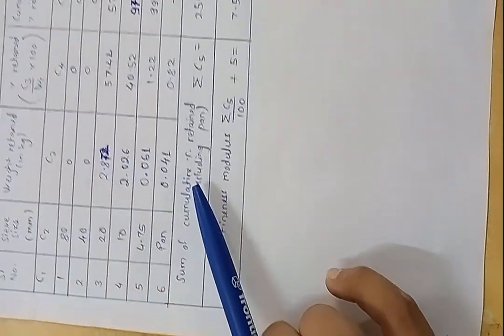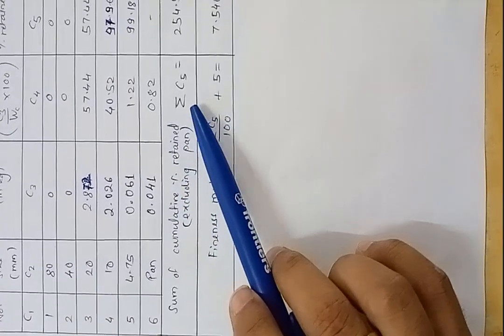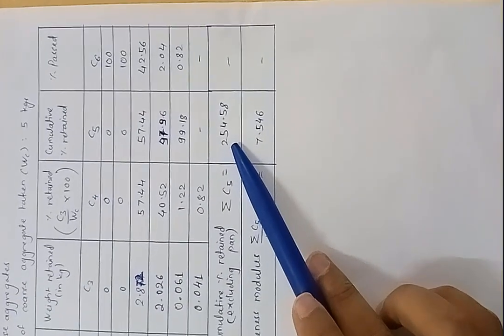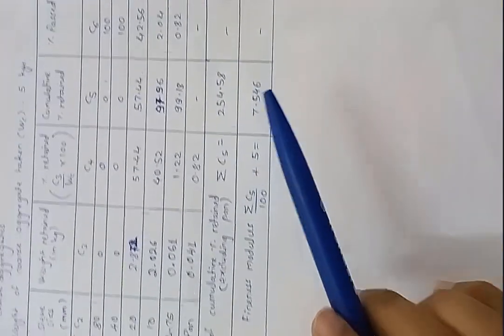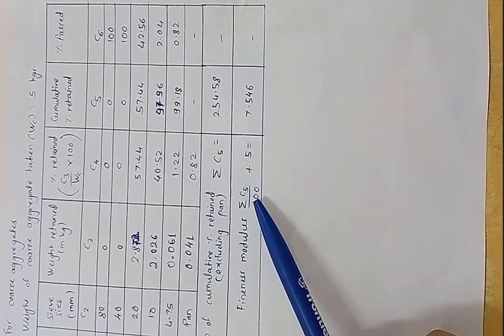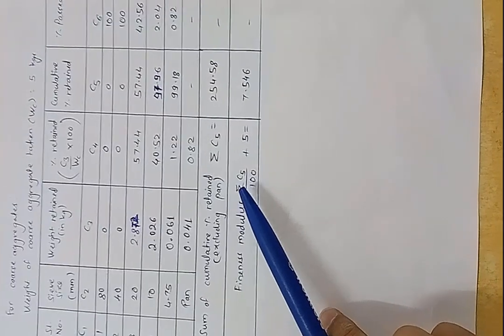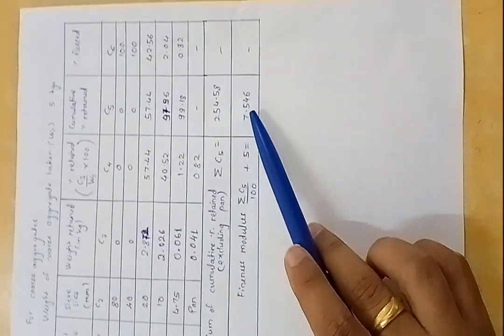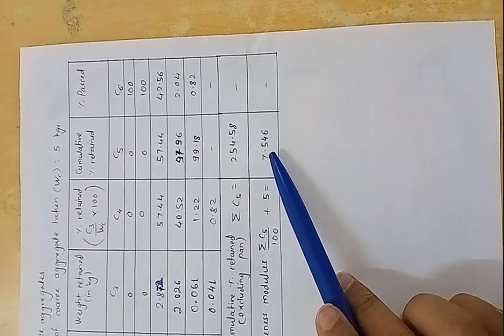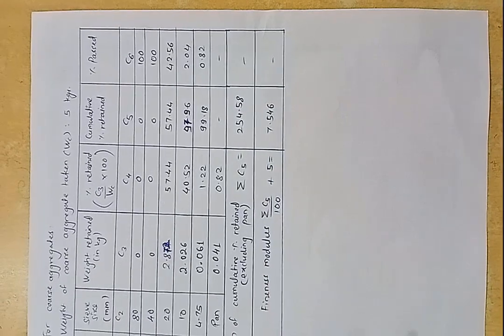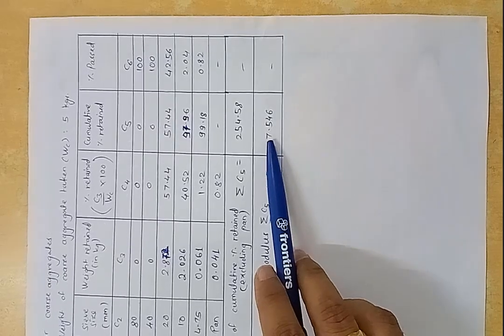So finally, we have calculated the sum of the cumulative percentage retained, which is the summation of sieve, which comes about 254.58. Then we calculate the fineness modulus, which is equal to the summation of sieve divided by 100 plus 5, and which comes around 7.546. So 20 mm aggregate has a fineness modulus of 6.5 to 7.5.